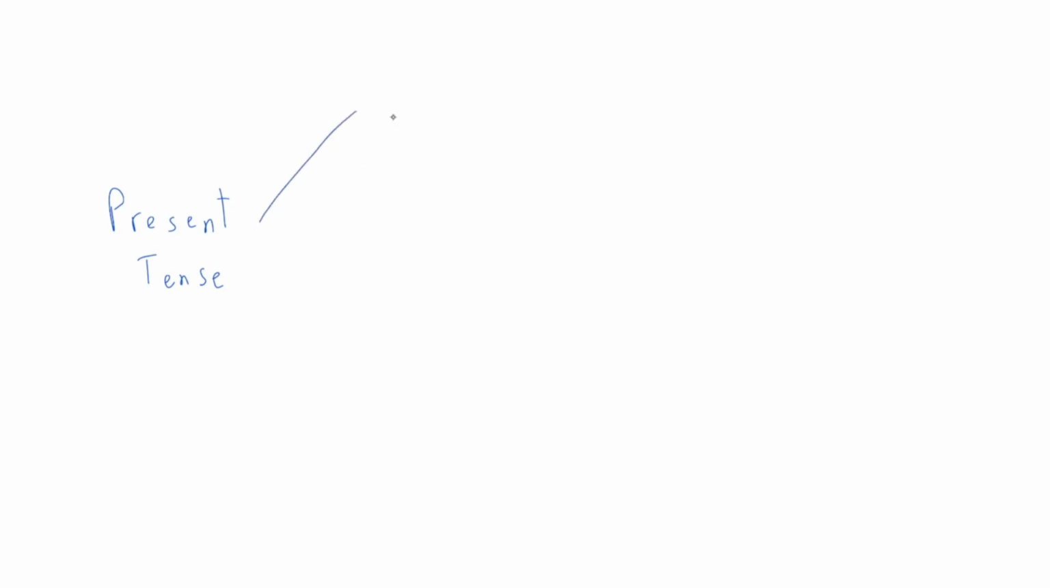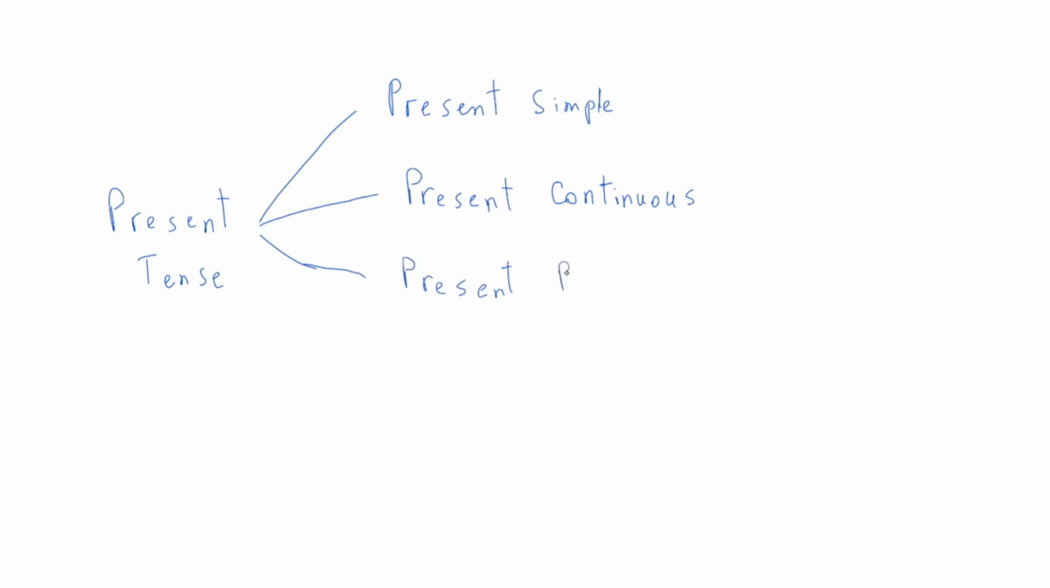As I said, it has four forms. The first one is present simple. After that, we have present continuous. The third one is present perfect. And then the fourth form is present perfect continuous, guys. That's it. All right, so now we've got four forms, right?